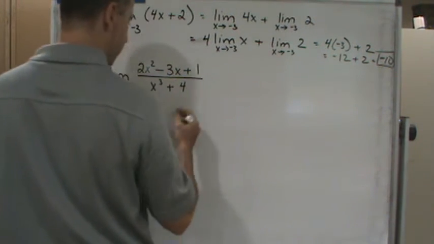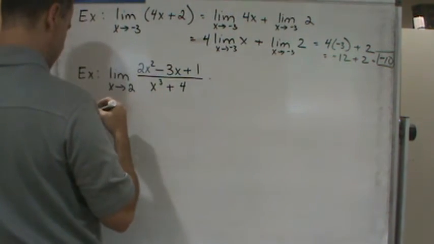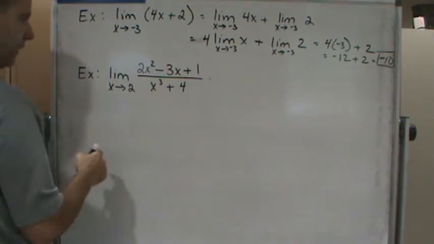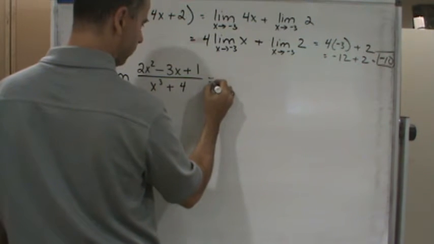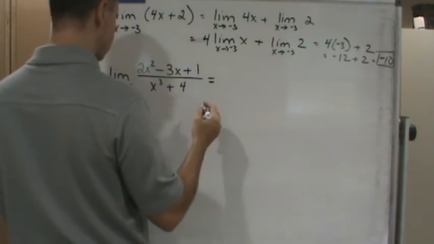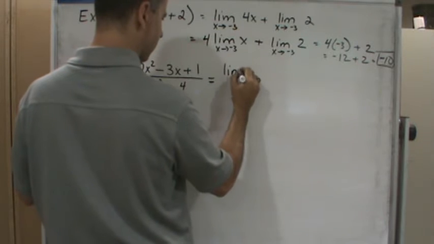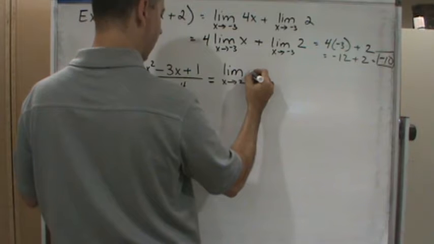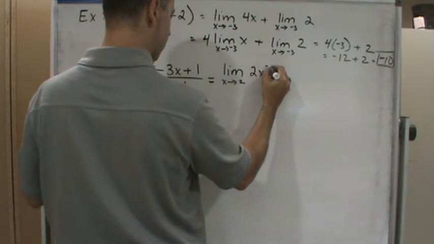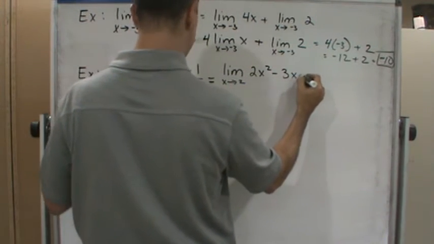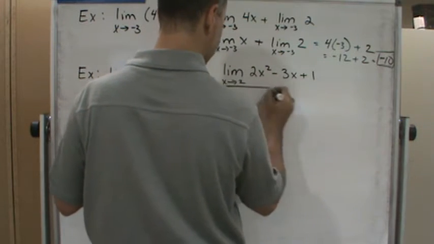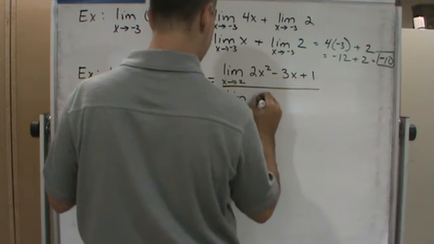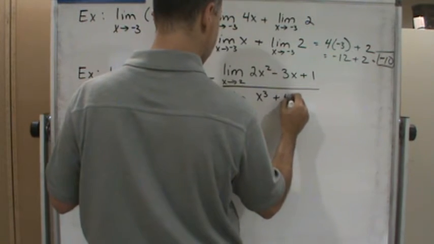So, first thing I'm going to do is split it up into a quotient of the limits, right? So I'm going to use the quotient rule. So this is going to be the limit as x approaches 2 of 2x squared minus 3x plus 1 divided by the limit as x approaches 2 of x cubed plus 4.